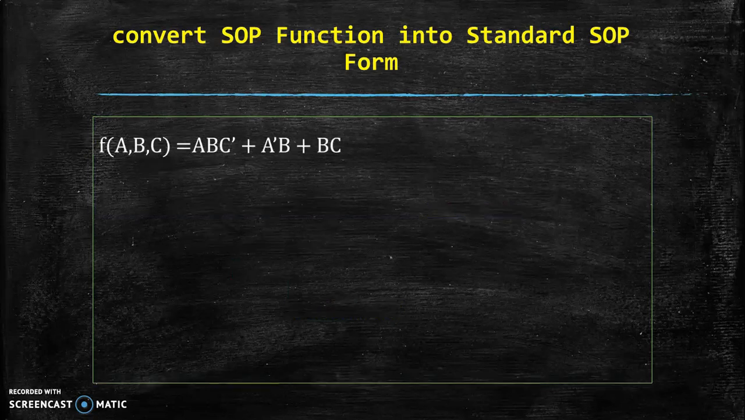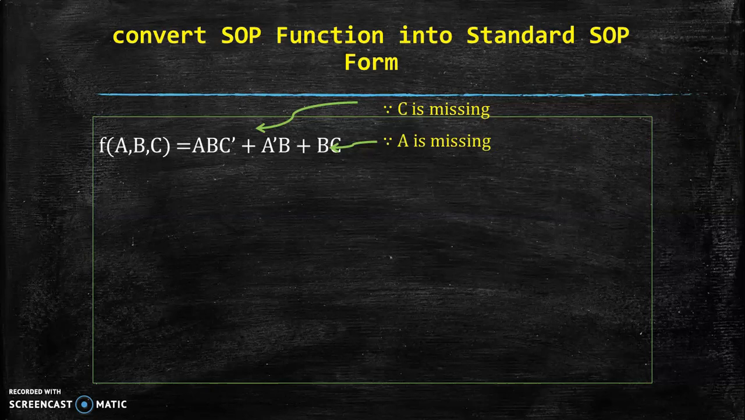Let us take one more example, f of ABC, and that is equal to ABC bar plus A bar B plus BC. So it is a Boolean function with 3 variables, and we can observe that in the second and third product terms some of the literals are missing. In the second product term, A bar B, C is missing. In the third term BC, we can say that A is missing.